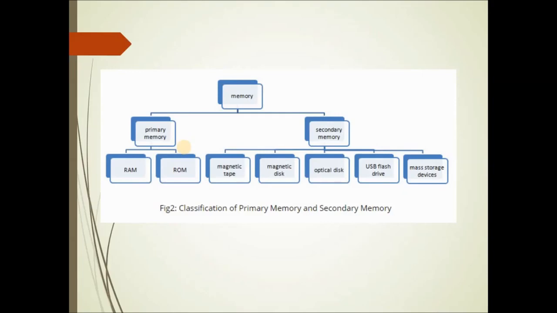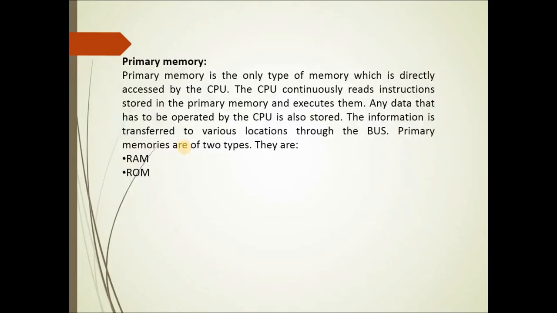After that, secondary memory is there. So here primary memory is given. See, primary memory is the only type of memory which is directly accessed by the CPU. The CPU continuously reads instructions stored in the primary memory and executes them. Any data that has to be operated by the CPU is also stored there. Information is transferred to various locations through the bus. Primary memories are of two types, RAM and ROM.